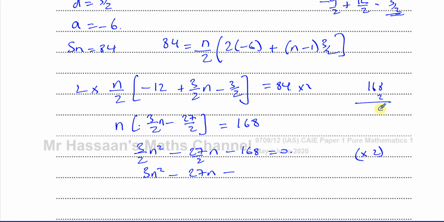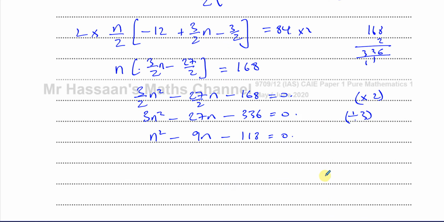168 times 2, that's 16, 2 16s, 2 6s are 12, and that's going to be 336. Okay, minus 336 equals 0. Everything is divisible by 3 to make it easy to solve: n squared minus 9n minus 118 equals 0.